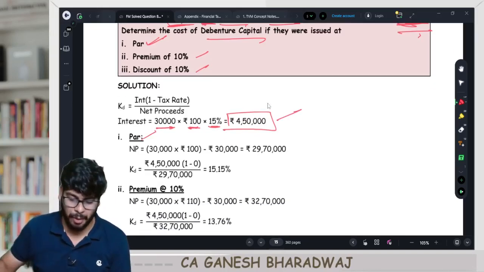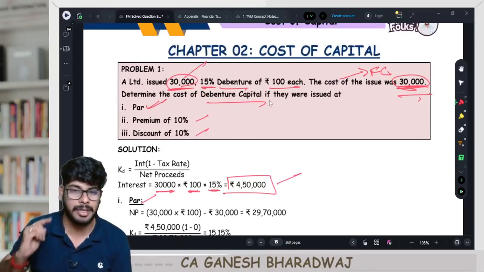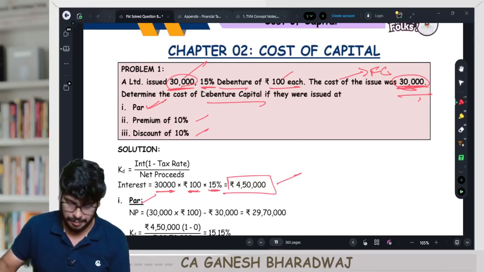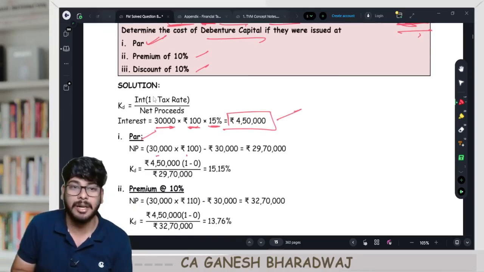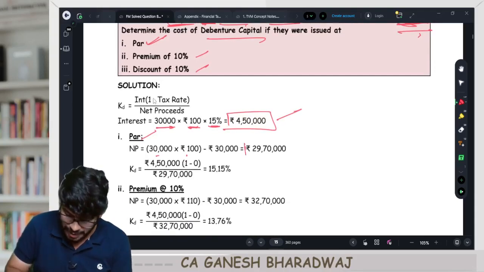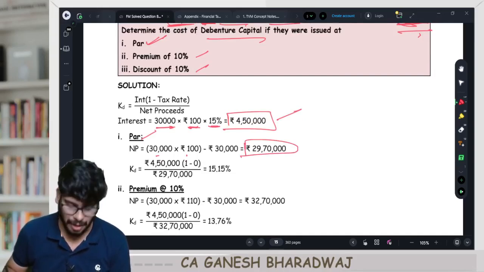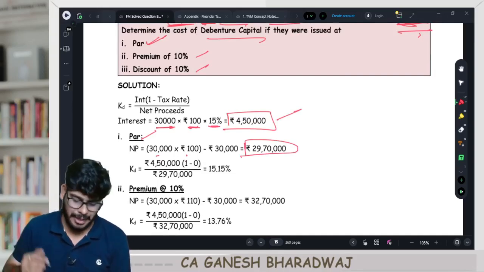Correct? Now suppose the company is issuing it at par. What happens to the net proceeds? How much will the company actually receive? 30,000 debentures into 100 they will receive. But minus, you have a flotation cost of 30,000. So the net proceeds will be how much? 29,70,000. Correct?